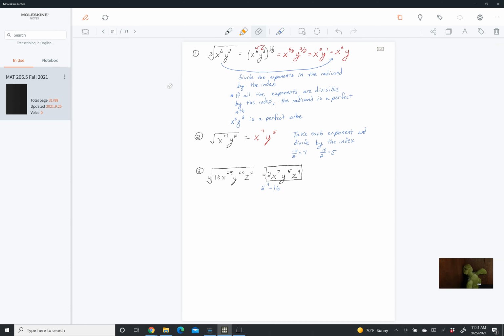Then we did 28 over 4. That gives us 7. We did 20 over 4. That gives us 5. And we did 16 over 4, which gave us 4. So for everything else, you're dividing. But for the integer, you're finding the fourth root. Okay? So let me just write that down so that it's clear.